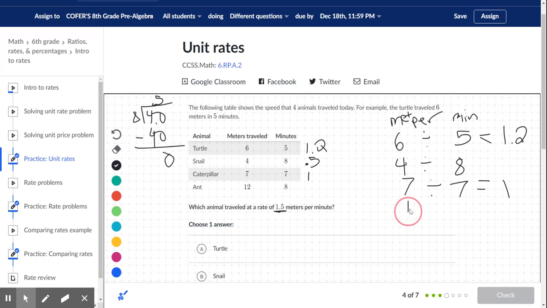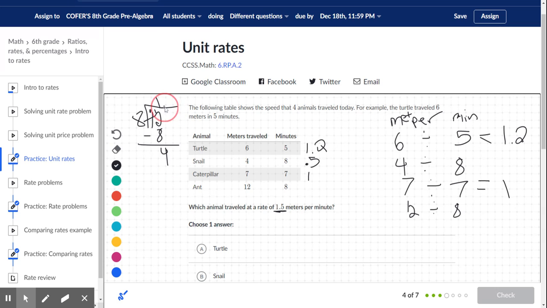The ant traveled 12 meters in 8 minutes, so I need to see what 12 divided by 8 would give me. Let's get some space up here. 12 divided by 8. 8 can go into 12 one time because 1 times 8 is 8. I can't do 2 minus 8, but I can borrow from my 1. Now I have 12 minus 8, which gives me 4.